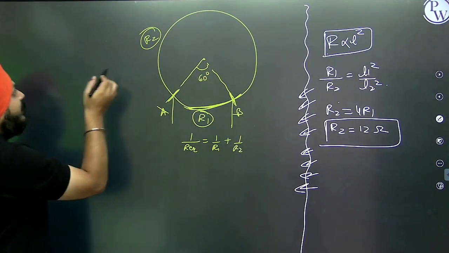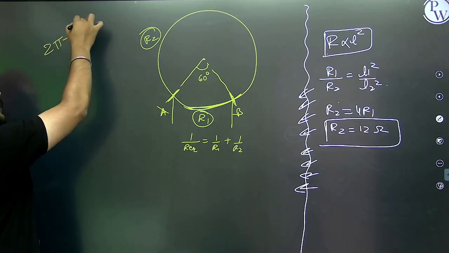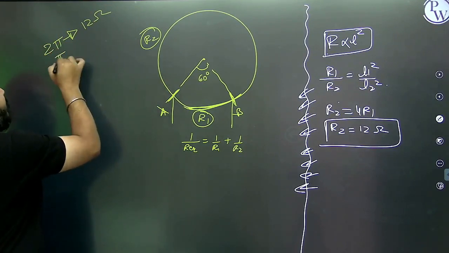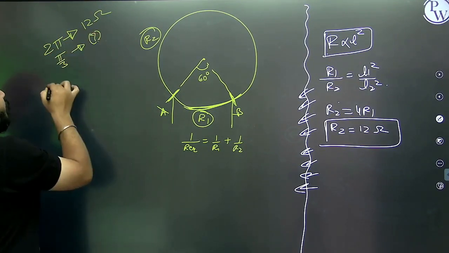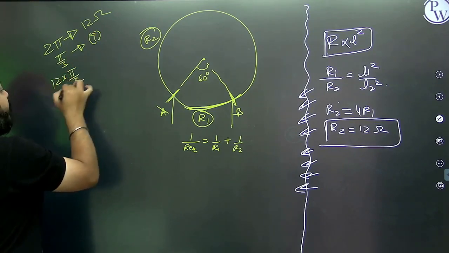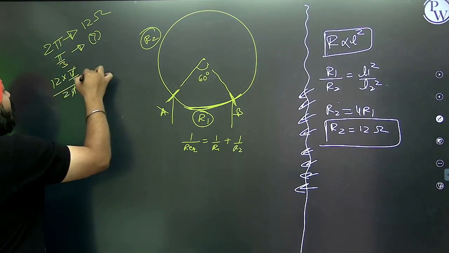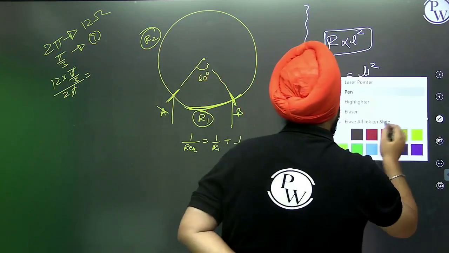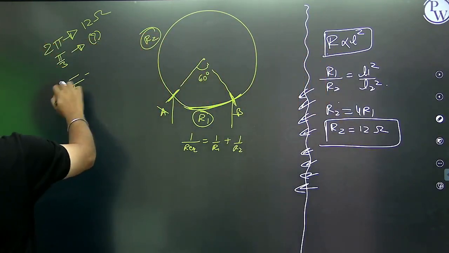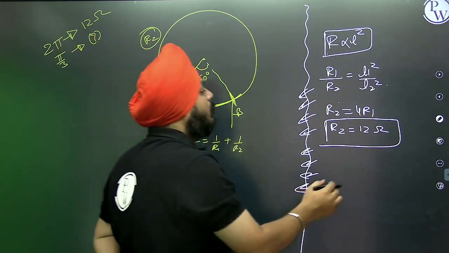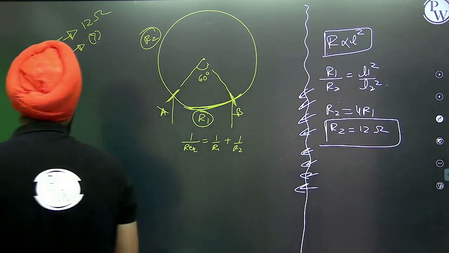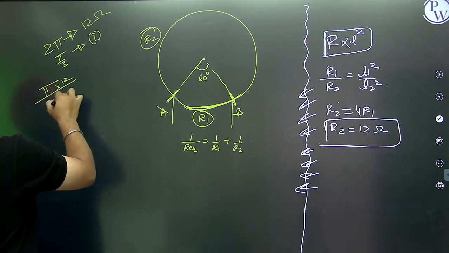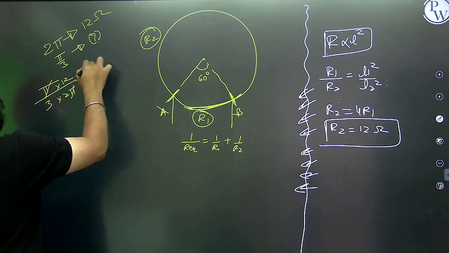Now, for the entire 2 pi, 360 degree, the resistance is 12 ohm. Directly, we are using the unitary method. Then for pi by 3, what will this resistance be? It is 12 into pi by 3, whole divided by 2 pi. So this pi is going to get cancelled. For the entire 2 pi, 360 degree, we have 12 ohm. And for pi by 3, that is 60 degree, it is pi by 3 into 12 by 2 pi. So this is going to be 2 ohm.